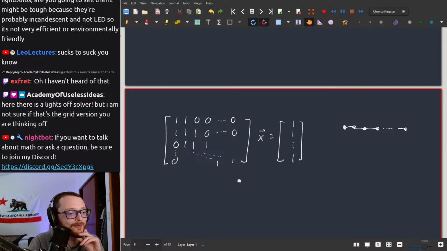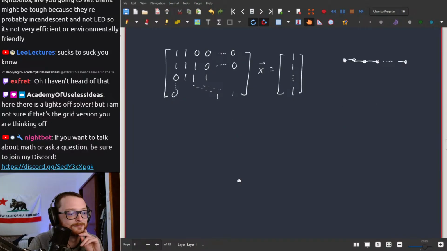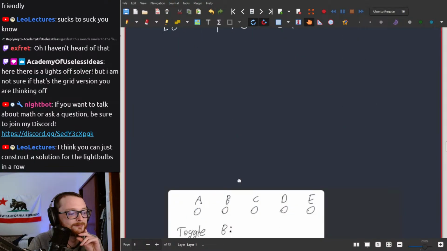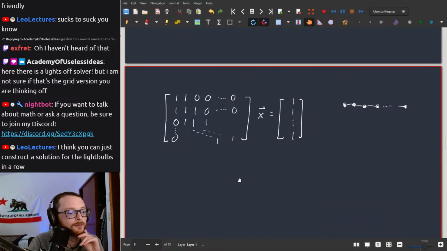There's a lights out solver. Not sure that's a grid version you're thinking of. Just construct a solution for the light bulbs in a row.